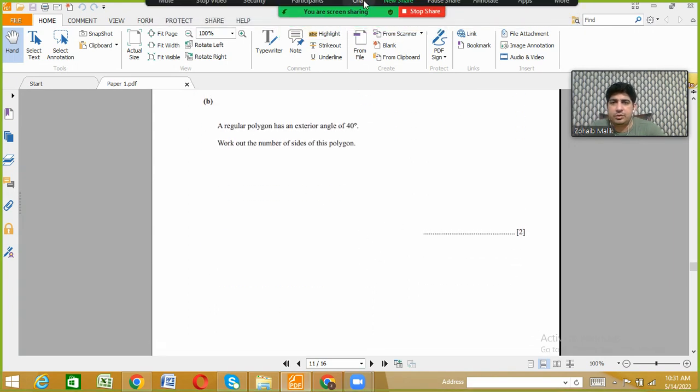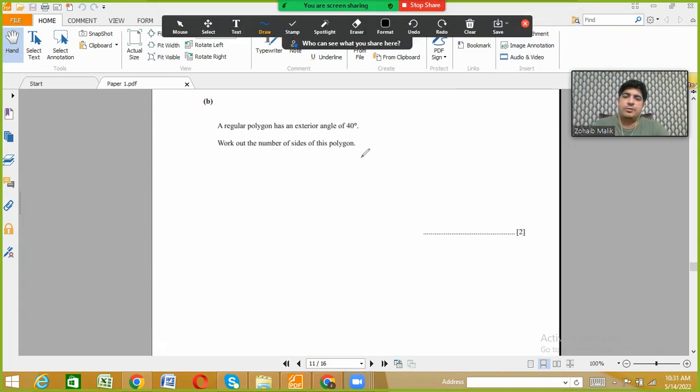A regular polygon has an exterior angle of 40 degrees. It means there is a shape which has all sides equal due to the term regular polygon, and its exterior angle is 40 degrees. All of the exterior angles would be the same because of the regular polygon. In a regular polygon, all sides are equal and all angles are equal. As we know, the sum of the exterior angles of any shape, either regular or irregular, is always 360 degrees.